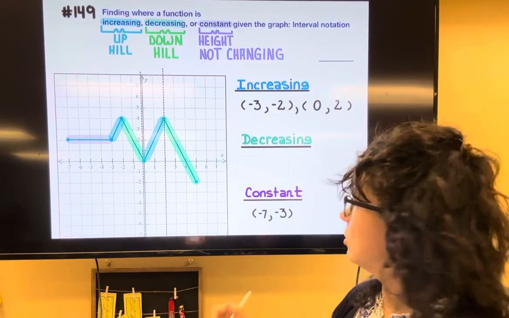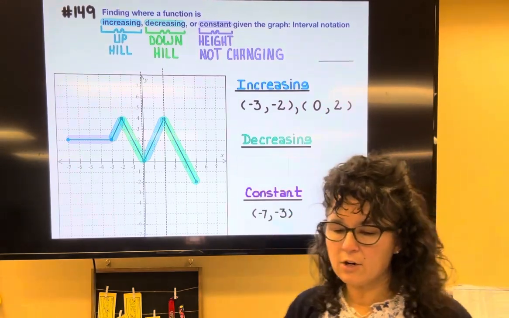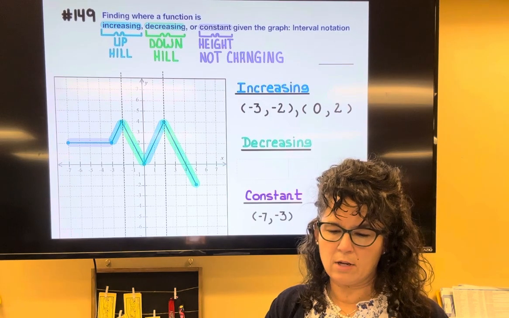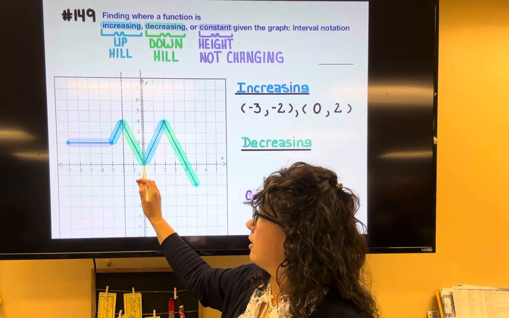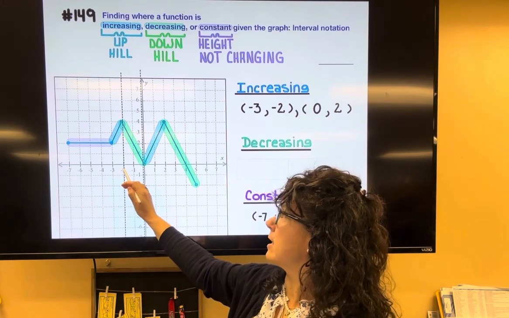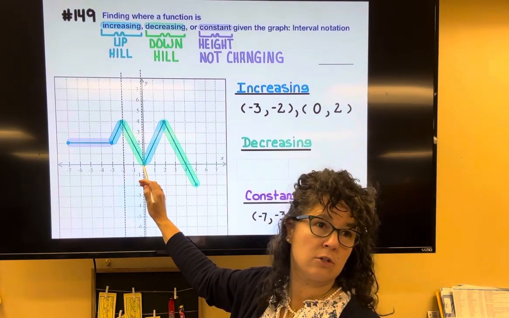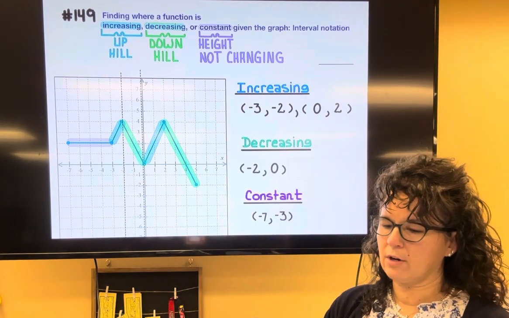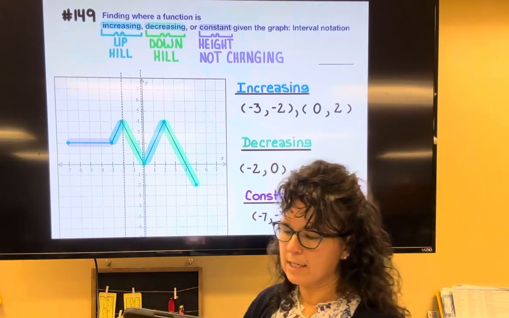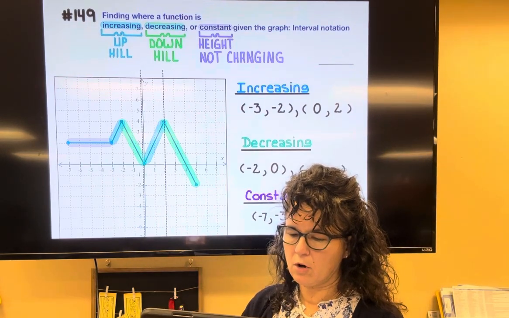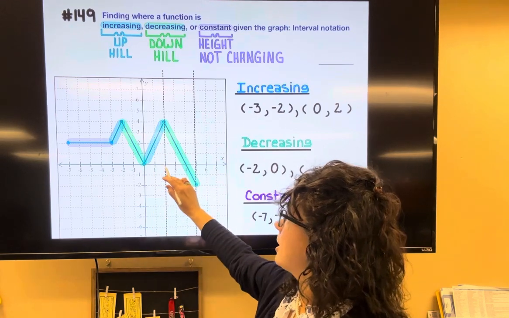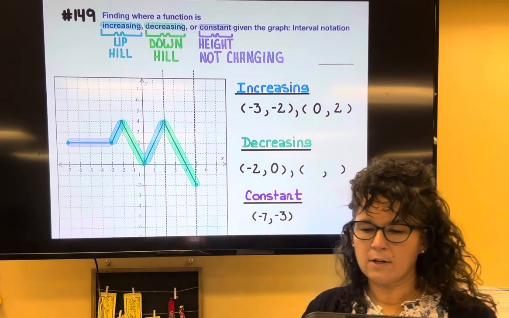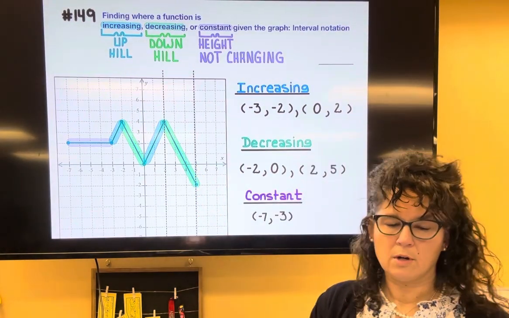So 0 through 2. Okay, so now decreasing, the section where we're going downhill. We're going downhill from here to here. So the answers are coming off the x-axis. That's happening from -2 until I get to 0. All right, so parenthesis, -2 through 0. And then the next section where I'm going downhill, I'm going to go between here and here. So from here, which is at 2, through here, which is at 5. So from 2 through 5.